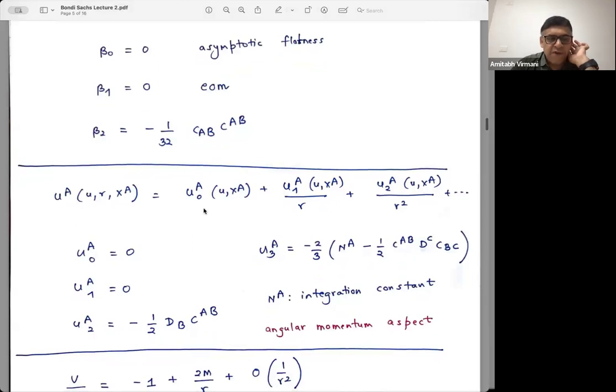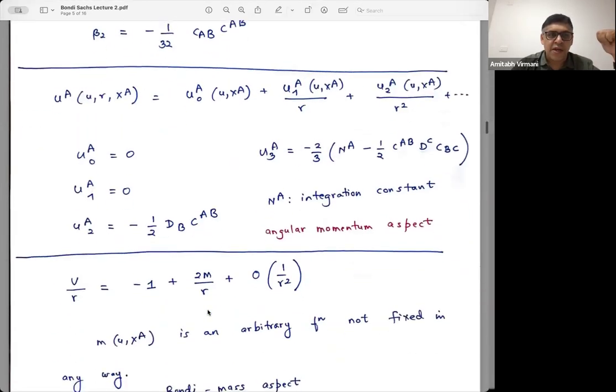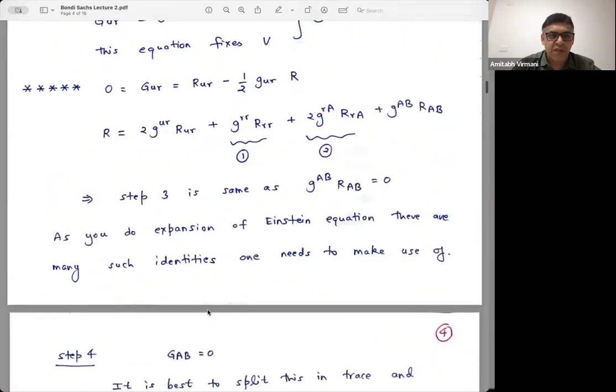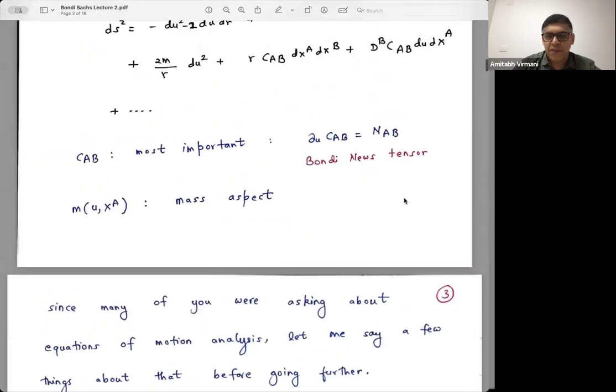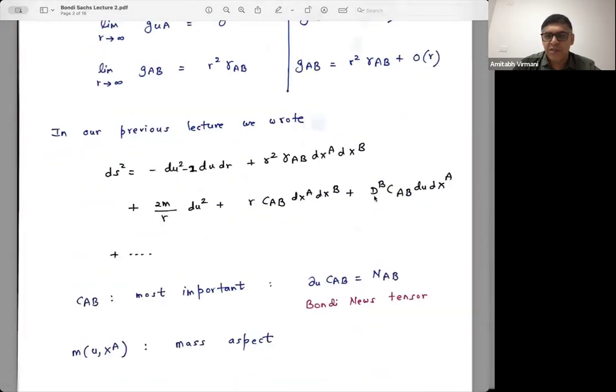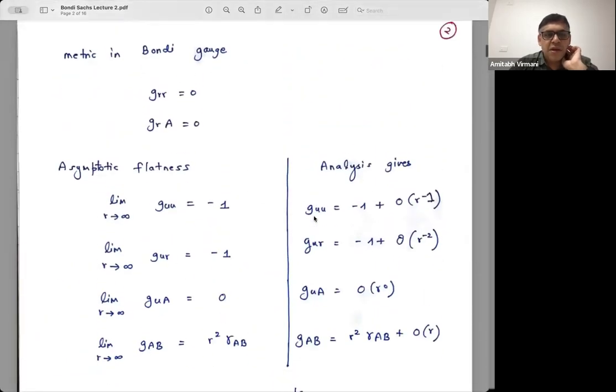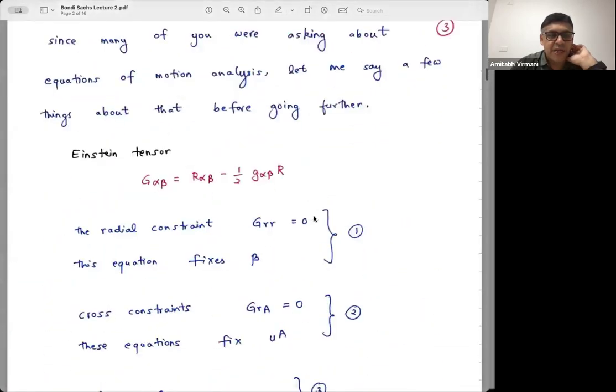The asymptotic flatness requires the U_A^0 to be 0. If you analyze Einstein's equations, you will see that U_A^1 turns out to be 0. U_A^2 turns out to be the divergence of C_AB. This is what I said in the previous lecture, one of the earlier slides here. When I was saying that the cross term is the divergence of C_AB, this is that equation. The minus signs are there because the U has a minus sign.